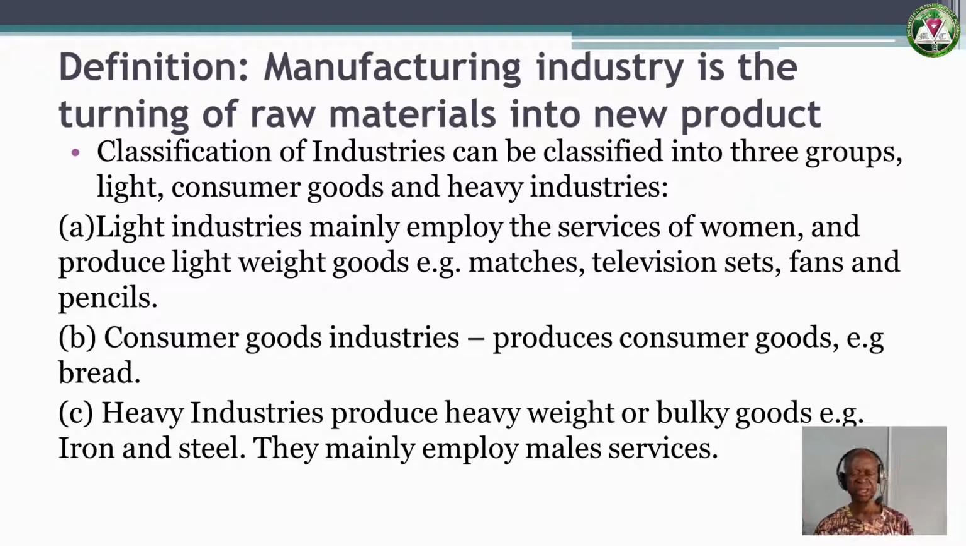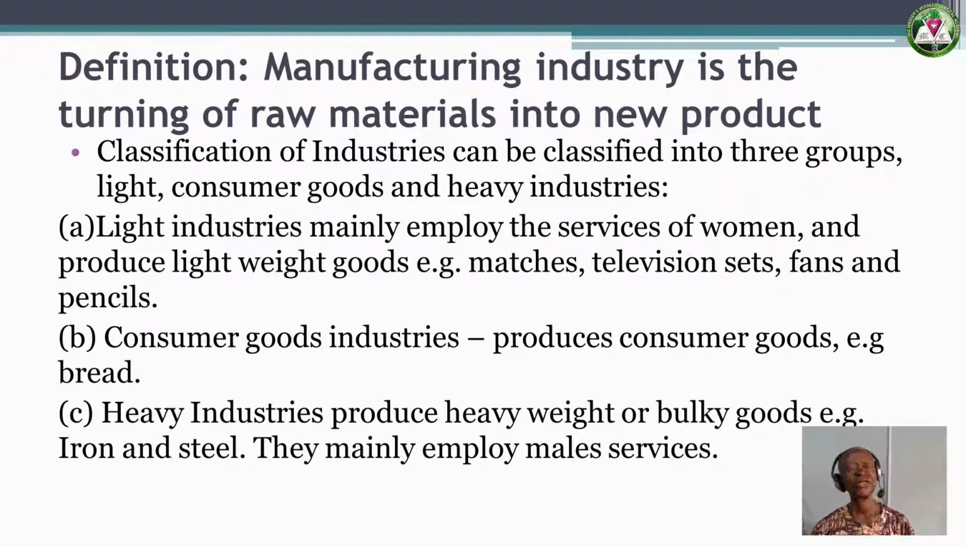Ijeoma, mention one consumer good you know. You are quite correct. Bread. Another one which you can call a consumer good will be yam.